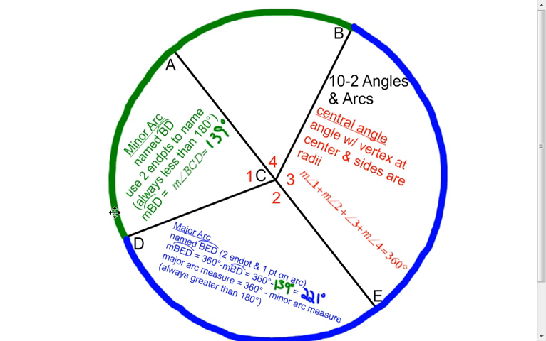When you talk about a minor arc, like I did with the green arc, I can get away with just using 2 points, the 2 end points, to name it. So you got to be aware of that. Anytime you hear 2 points to name an arc, it's always going to be a minor arc.